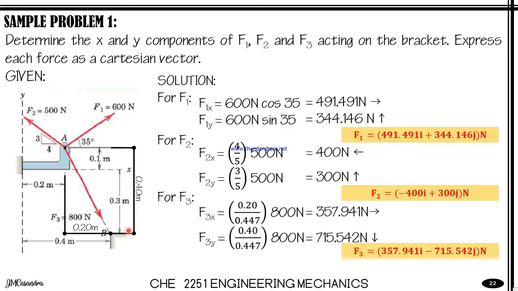So as a Cartesian vector, F3 now can be written as 357.941i minus 715.542j. So basically, the sign conventions will be based on the direction of the forces. So if we are to the right or upwards, we will have a positive sign. If the direction of the force is downwards or to the left, we will have a negative sign convention.